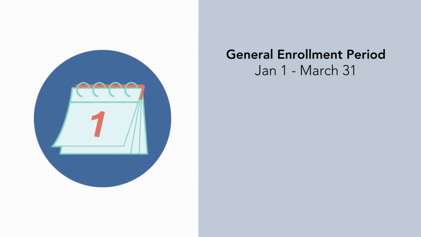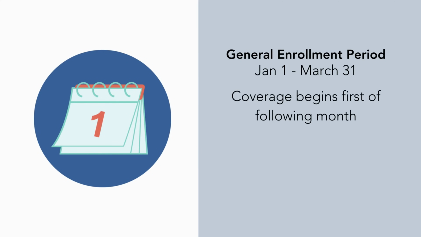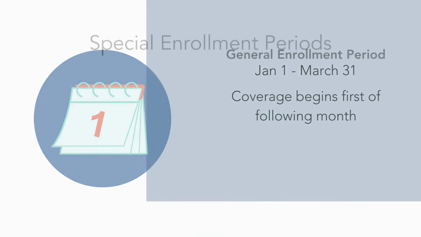Like the initial enrollment period, your coverage start date depends on when you sign up. It'll start the month after you enroll. So if you enroll in February during the GEP, coverage would begin March 1st.